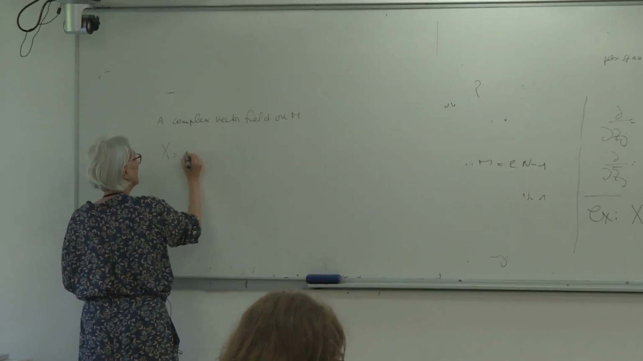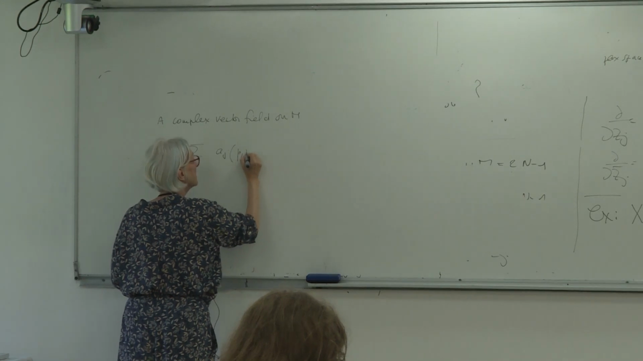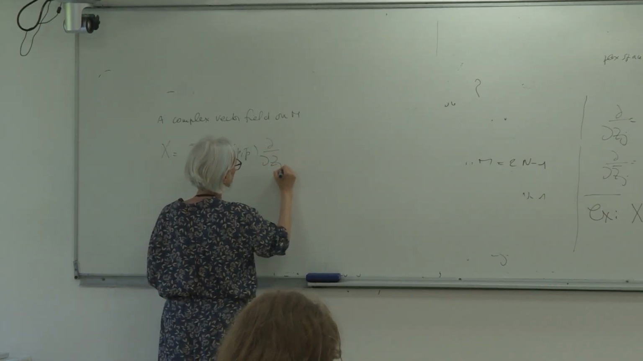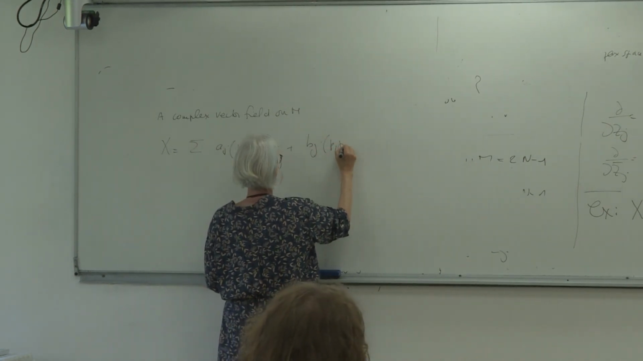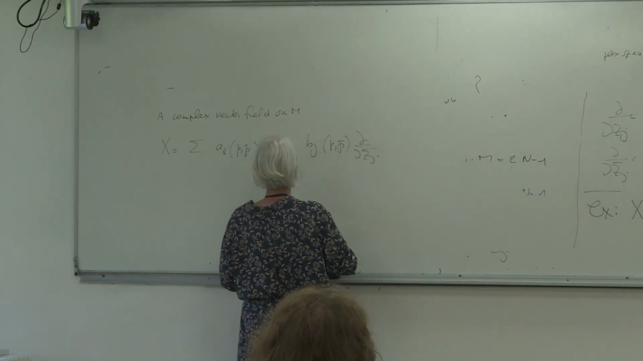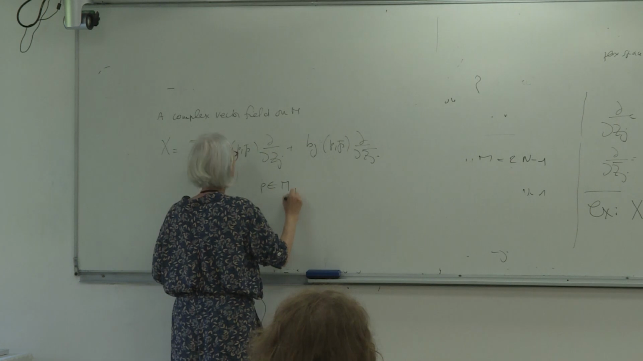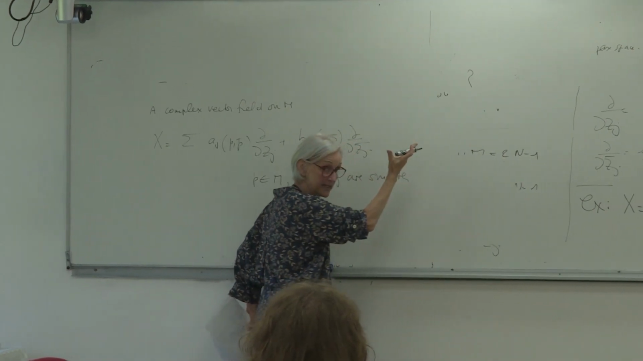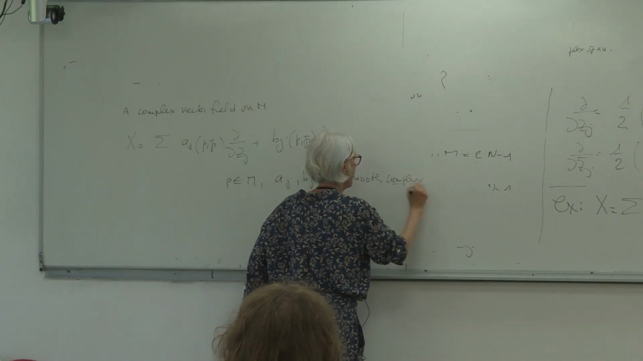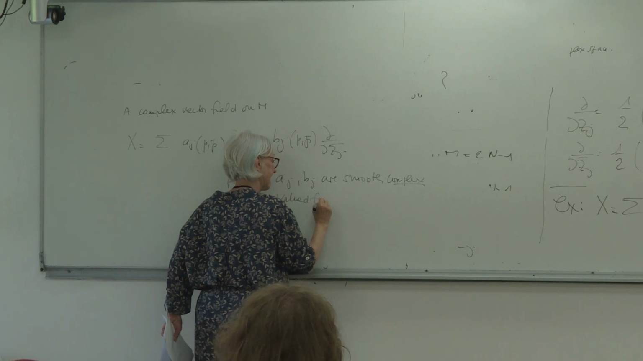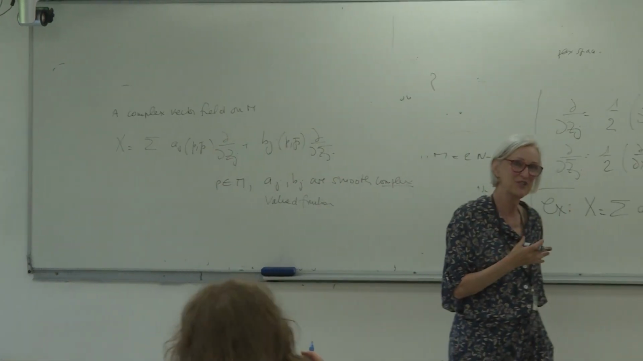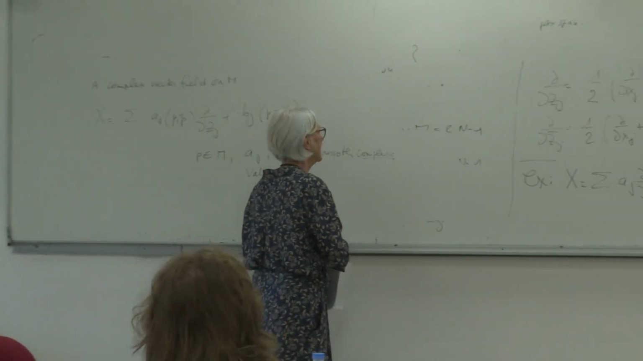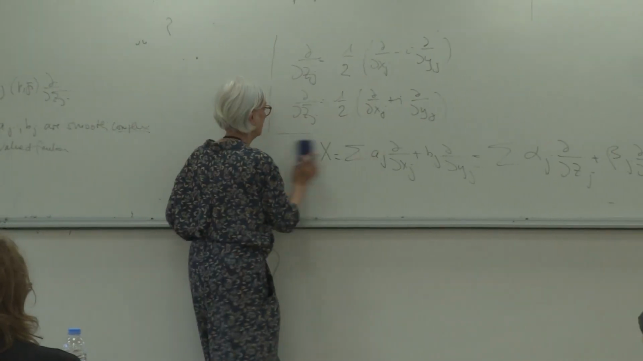A complex vector field on M is given by X equal to the summation of a_j(P, P bar) d/dz_j plus b_j(P, P bar) d/dz_j bar, and P is in M, and a_j, b_j are smooth complex valued functions. This is what I mean by complex vector field, which is exactly the same definition we saw this morning. But it's complex. And now I will end with what a CR vector field is.